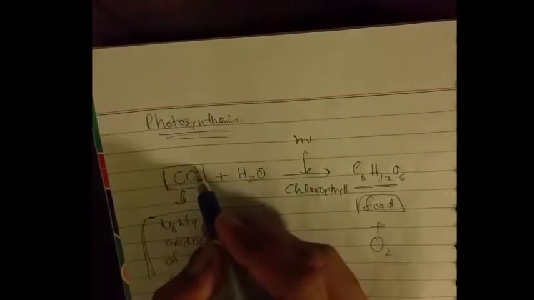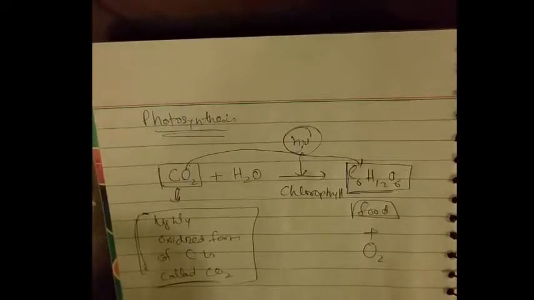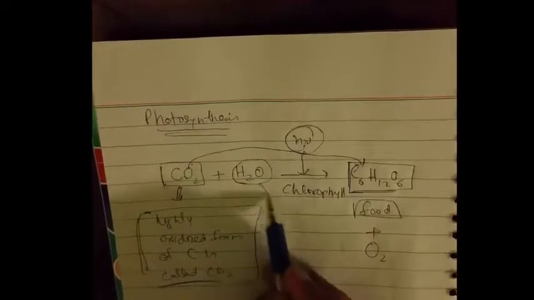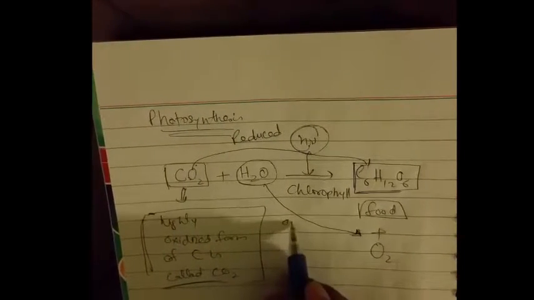And then the plants do what? By getting this energy, carbon dioxide is reduced to food. This reduction of carbon dioxide to food actually gives a lot of energy to the food. So the carbon dioxide traps this energy, and the carbon dioxide becomes food. And water is oxidized to oxygen. So I write it here: carbon dioxide is reduced to food and water is oxidized to oxygen.